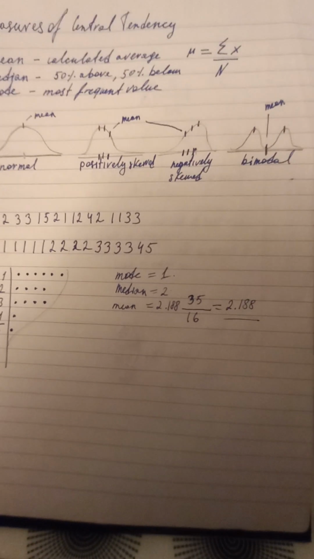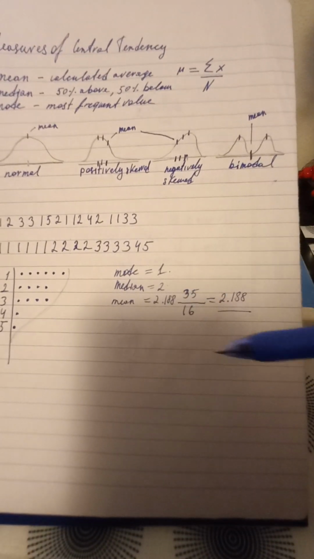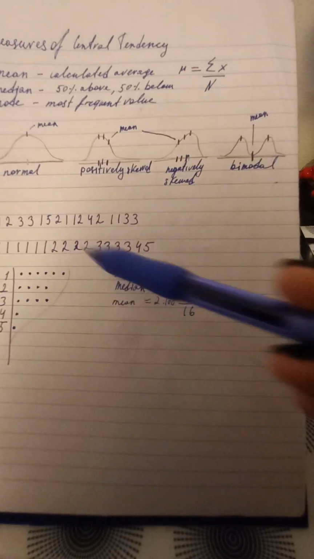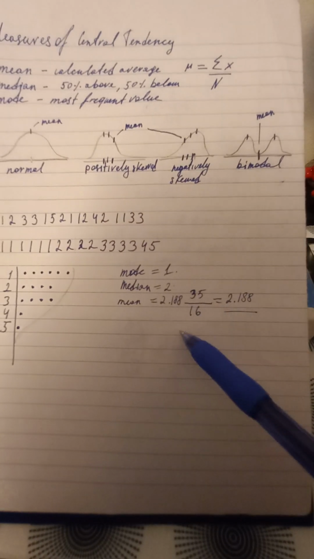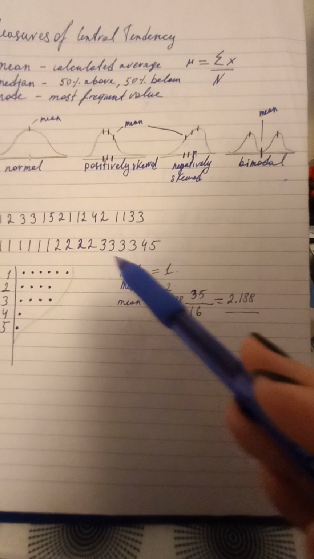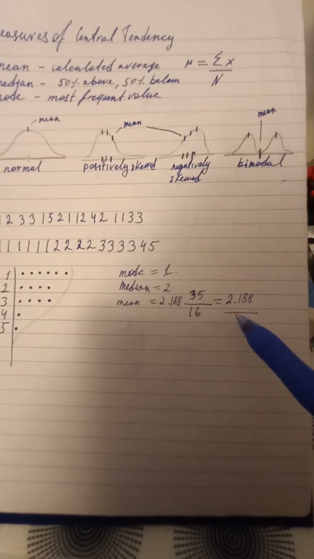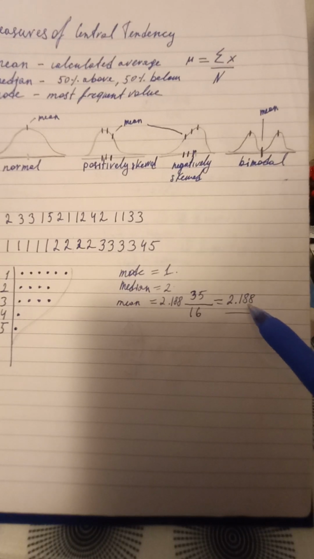And then we just do calculations for the mean. We already have the mode, we have the median, and for the mean we take the sum of all these values, which is 35. We divide it by the quantity of the values, which is 16, and we get our mean, which is approximately 2.188.